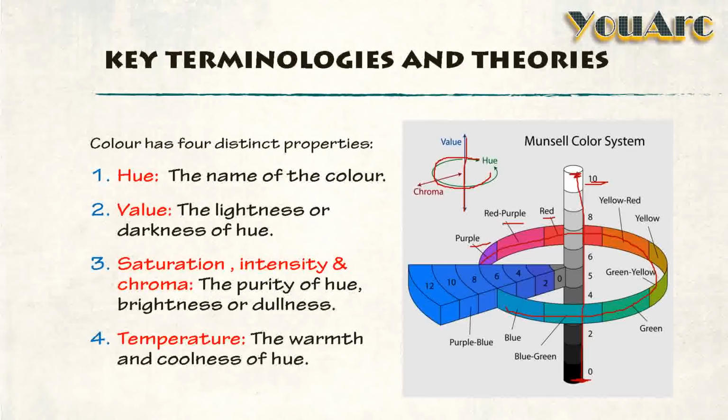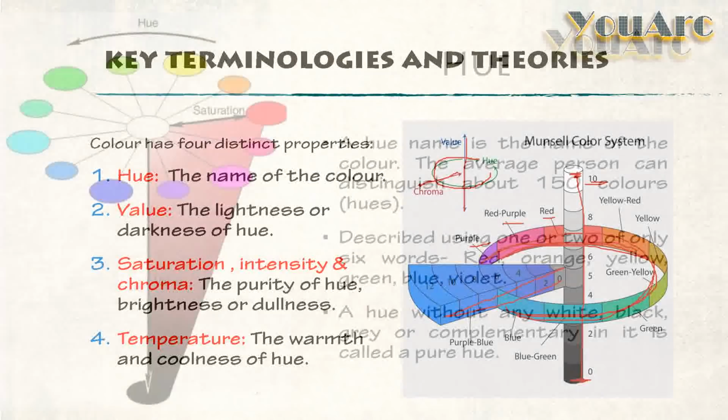Saturation or chroma means the purity of hue, its brightness or dullness. We can see this particular line called chroma. Temperature means the warmth or coolness of a hue. In this particular region we can feel these colors are really warm, and this region really cold. So all these are the 4 important terminologies of colors: hue, value, saturation or chroma, and temperature. Let's move to the next slide.